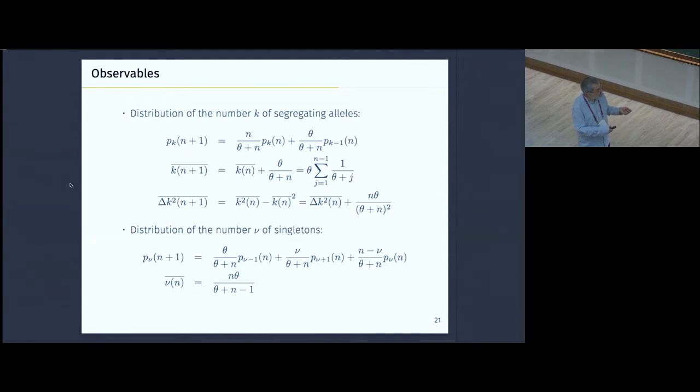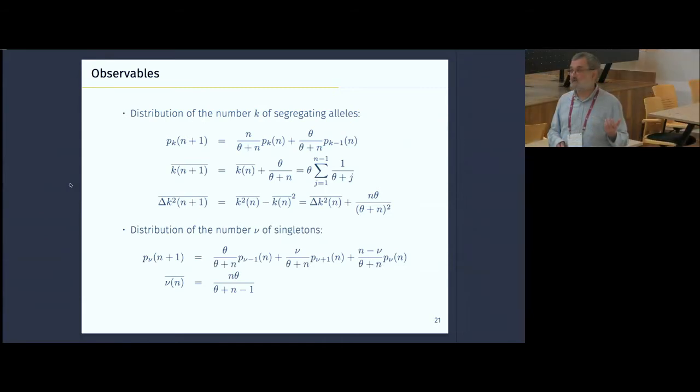So if theta times the sum from j equals 1 to n minus 1 of 1 over j, so this is just the probability that k tables are eventually occupied, and the variance is given by this quantity here. And you can ask, what is the distribution of the number of singletons, which is easy to evaluate. And you see that from the average number of singletons, you can directly have an estimation of theta.